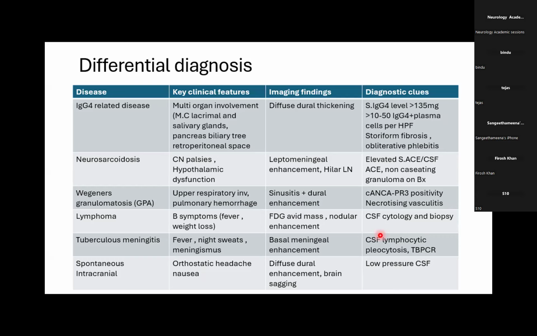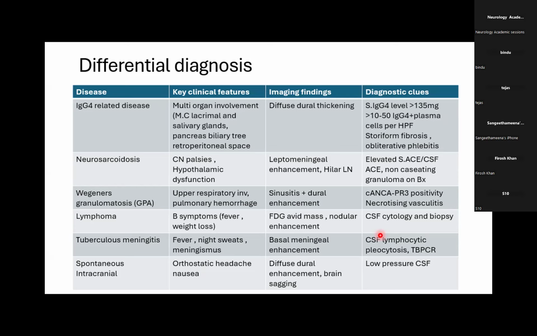on biopsy. And Wegener's granulomatosis usually causes upper respiratory tract involvement, and pulmonary hemorrhages are seen. Imaging findings are mainly sinusitis with dural enhancement. The diagnostic clues for Wegener's granulomatosis include C-ANCA and PR3 positivity, and necrotizing vasculitis is seen.